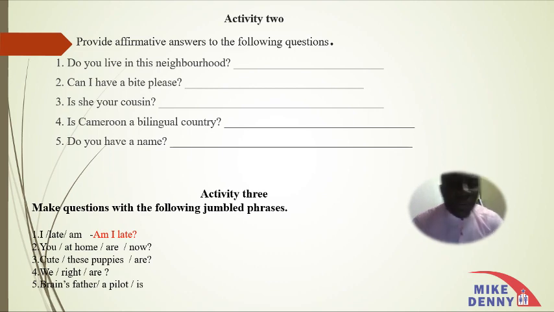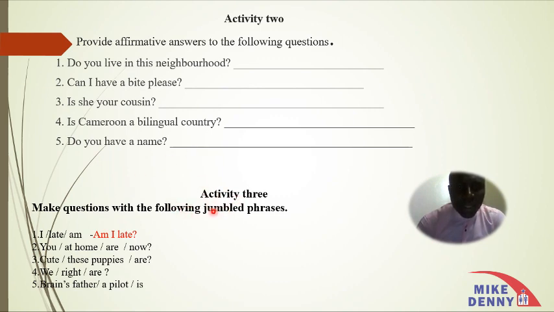Do you live in this neighborhood? Remember in the reading passage in lesson 1, where Robert is asking questions to Charles. Listen: do you live in this neighborhood? What is your response? Be affirmative. Affirmative here means you have to give a positive statement. Can I have a bite, please? Is she your cousin? Is Cameroon a bilingual country? Do you have a name?